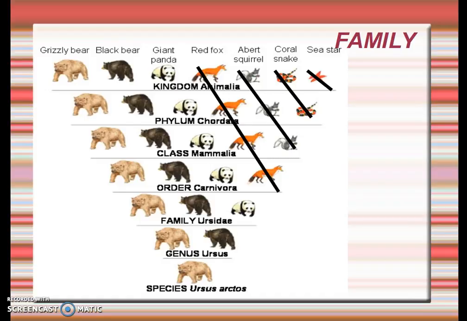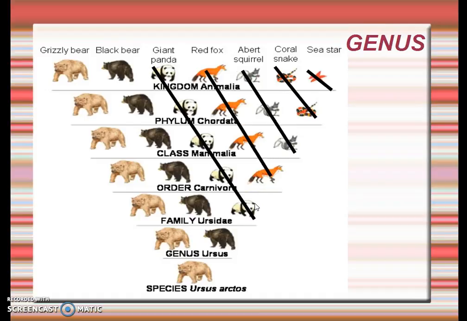It seems that we're starting to get somewhere now when we're classifying. However, we could still go further. Members of this family are robust and have bad eyesight. So that's why our little fox didn't make it to our bear family. Now we're in the family of bears. Can we go any further? Yes, we can.